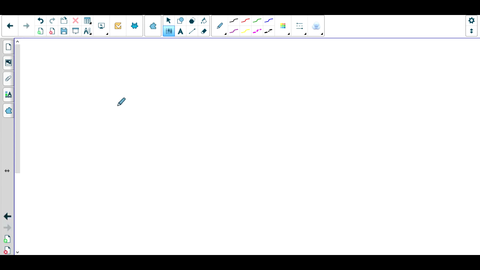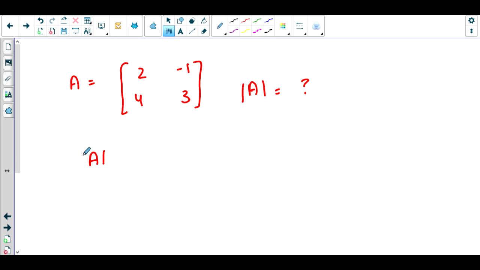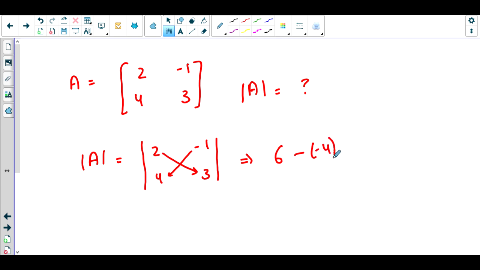Let us solve examples. Let's say we have a matrix A, which is 2, -1, 4 and 3. We want to find the mod of A or determinant of A. So first replace the brackets with vertical bars. 2, -1, 4, 3. Now how to solve it? Multiply the elements of the diagonal. So 2 3s are 6, minus this one, -1 into 4 is -4. So minus minus becomes plus, 6 plus 4 is 10. So mod of A is 10 here.